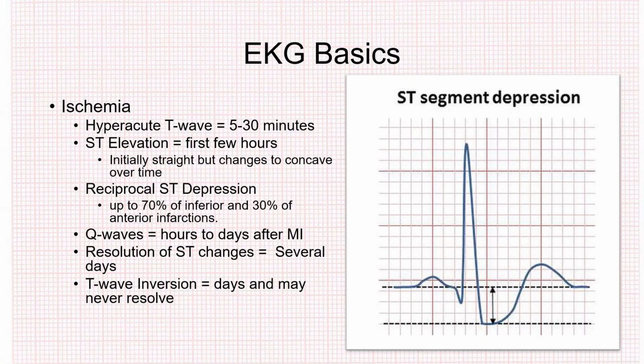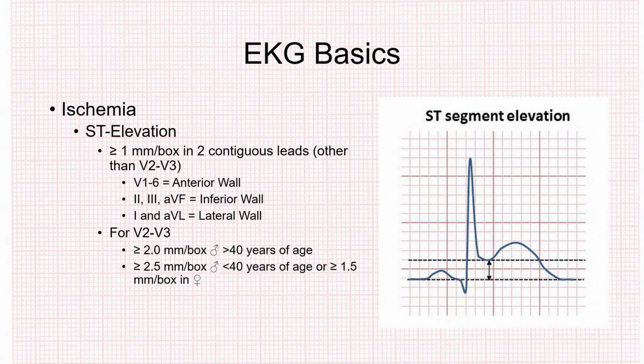So represented here visually is the baseline, which is the line that connects from the previous T wave to the next P wave. That's the isoelectric point, and then you see a significant decline in that, representing ST depression. ST segment elevation is a little bit more complicated because it changes based on leads. So greater than 1 millimeter in 2 contiguous leads, other than V2 and V3, is what indicates ST segment elevation. V2 and V3 have some different rules for them.